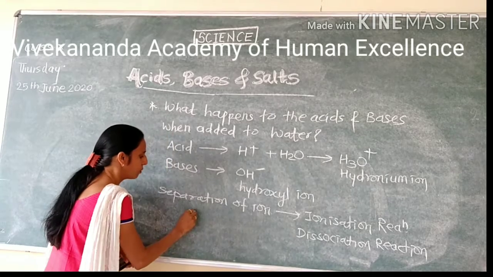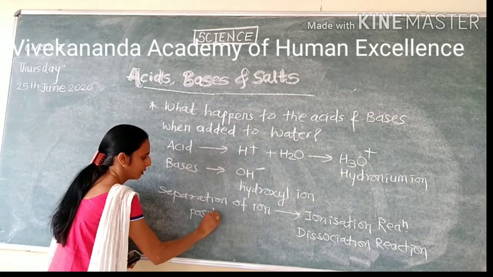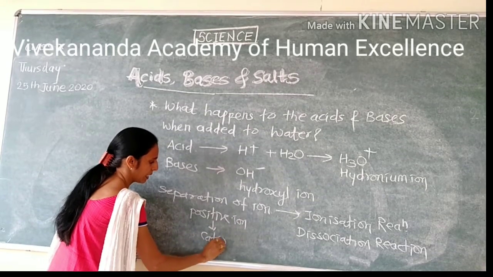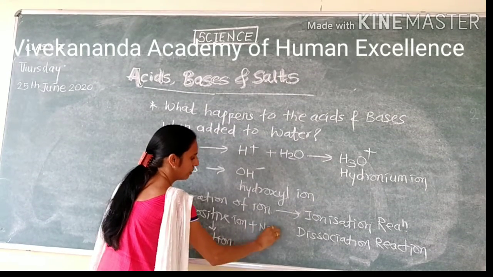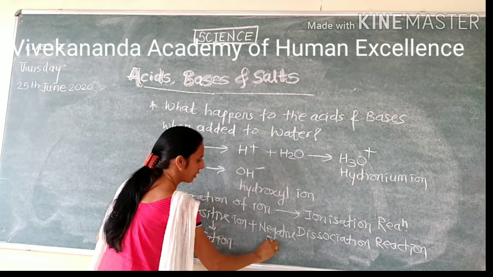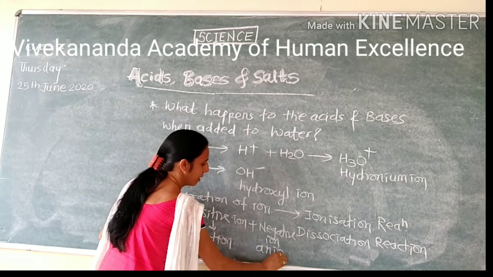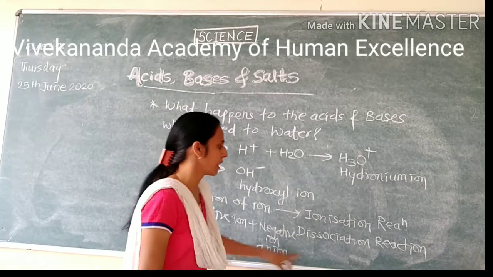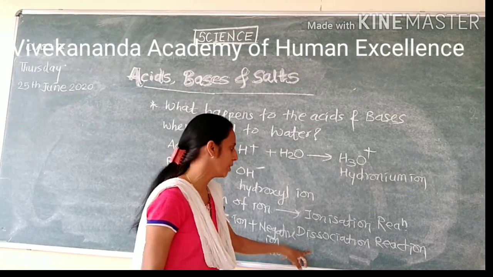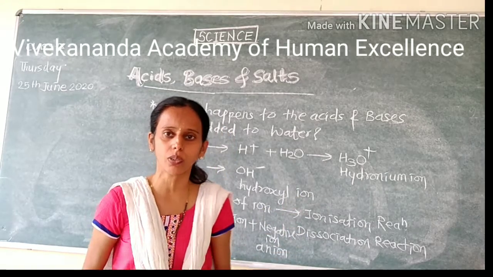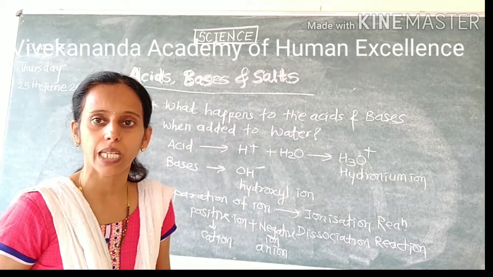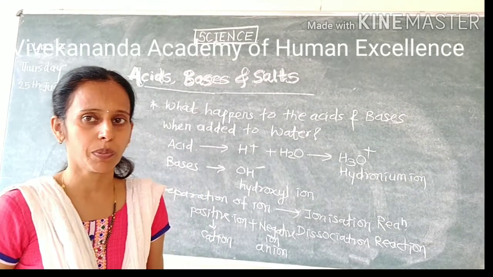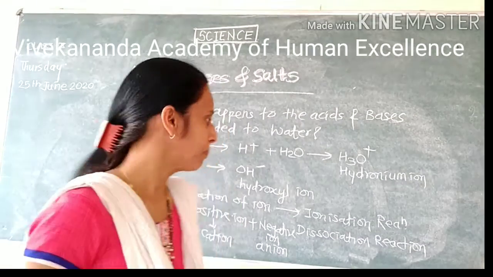These ions are, one, the positive ion called a cation, and another, the negative ion called an anion. The separation of the cation and anion is called an ionization reaction or dissociation reaction. Due to this ionization or dissociation of the acids and bases in their aqueous solution, they show electrical conductivity. That experiment we can see in the laboratory.